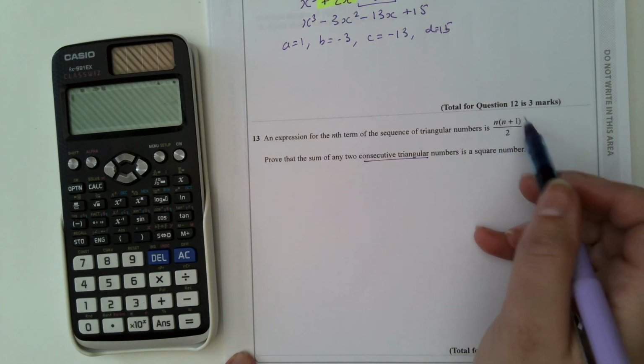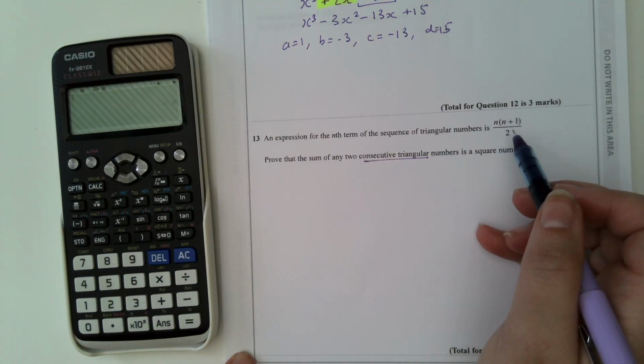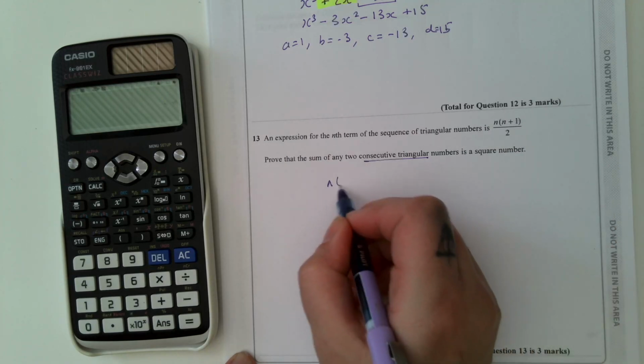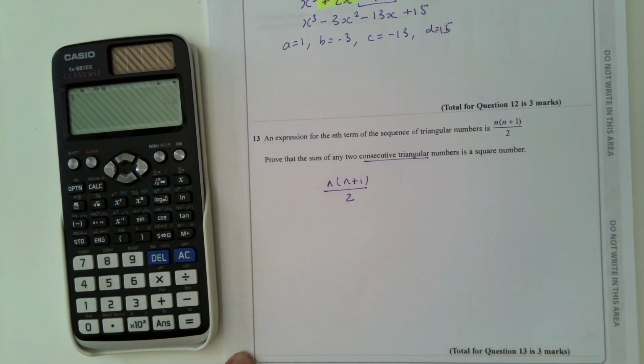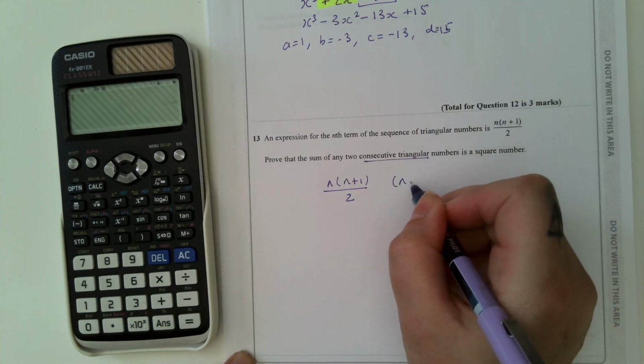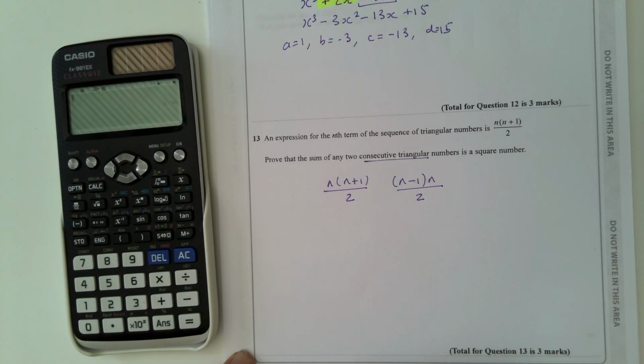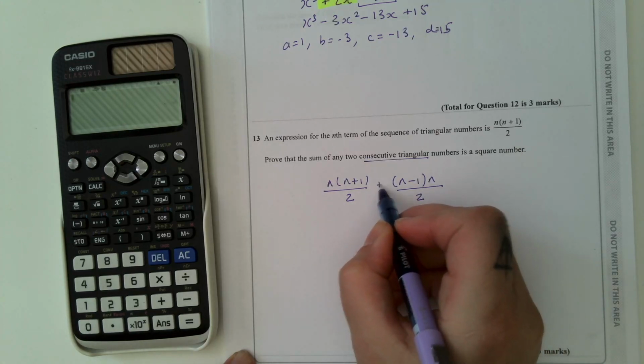So if this is our first triangular number, so n plus 1 over 2 is our first triangular number. Our next triangular number can be written as n minus 1 times n over 2. Okay, so we're going to show that the sum of these gives us a square number. So we're going to add these together.